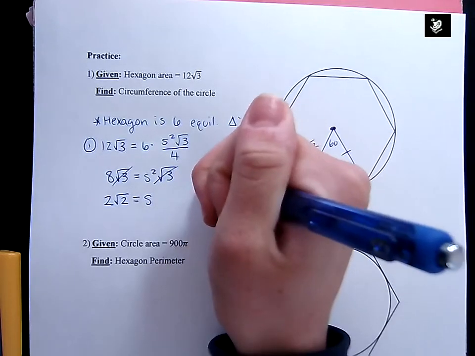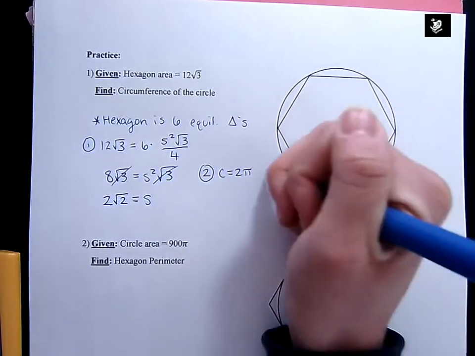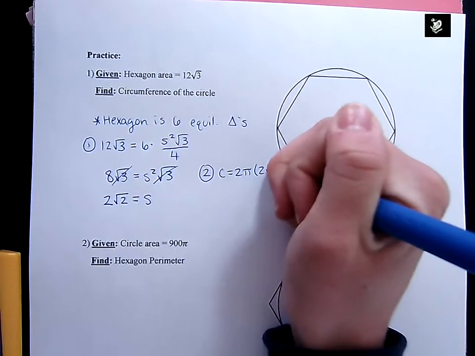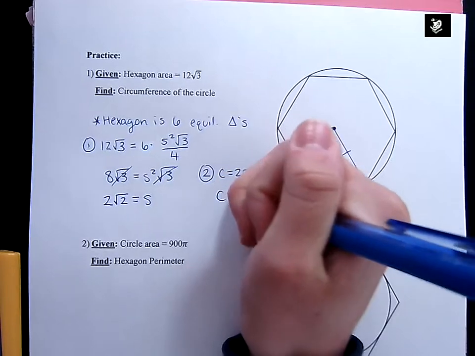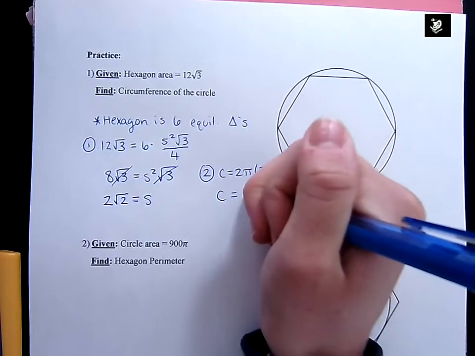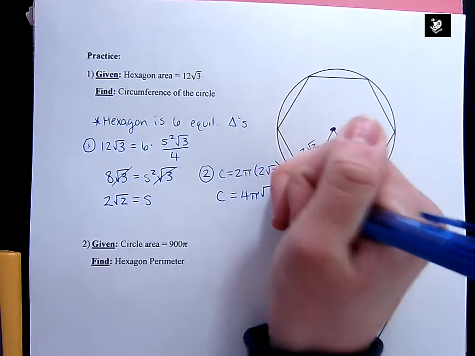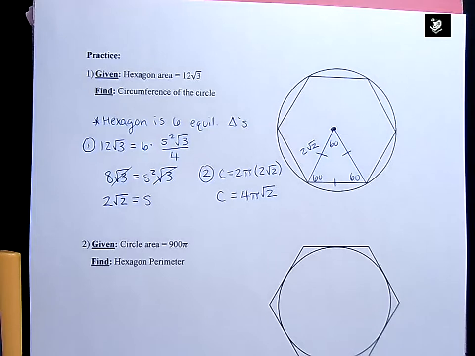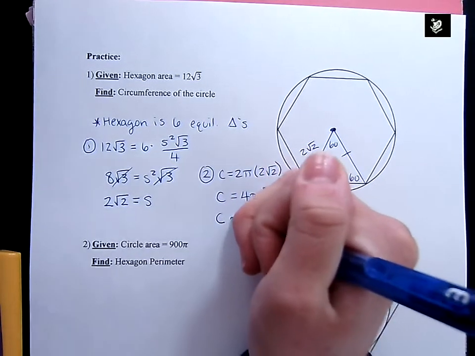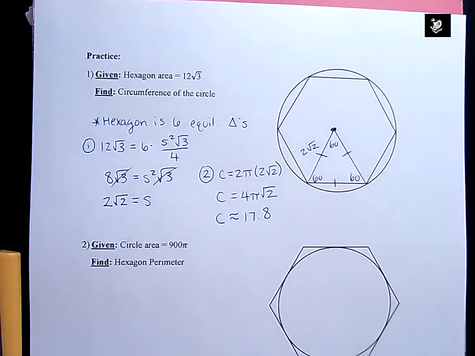Now that side also acts as the radius of my circle. So if I want to find the circumference, I could use 2 pi r. In this case, r is 2 root 2. To write this in simplest form, it is going to be 4 pi root 2. That's how you write an answer when there's both pi and a radical in it. And if you were to actually simplify this, it would be about 17.8 if you round it to the nearest tenth.